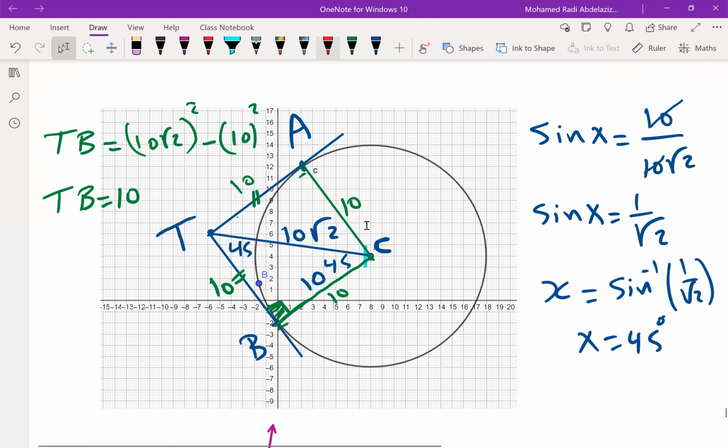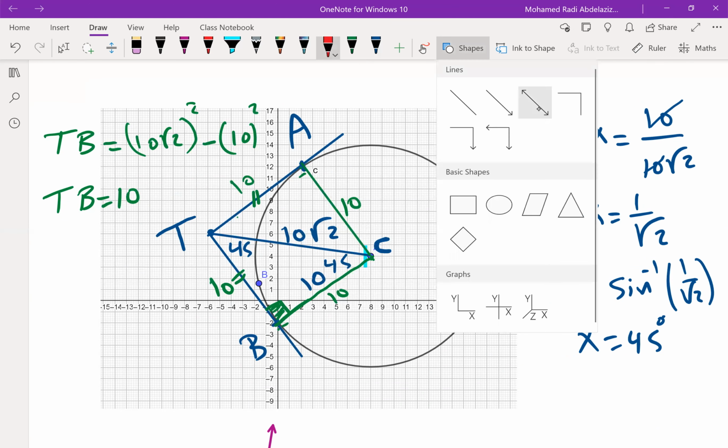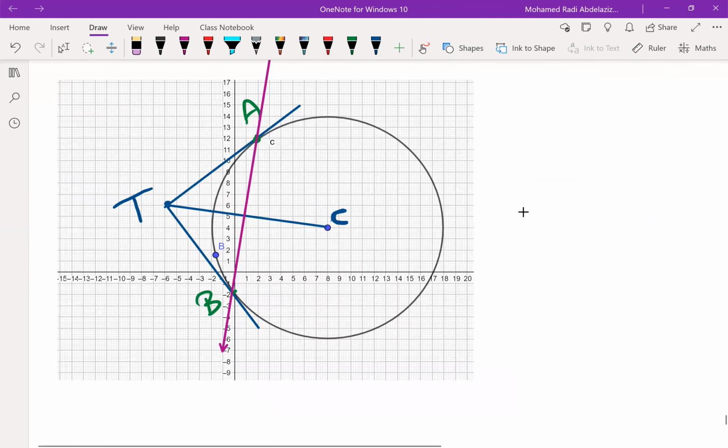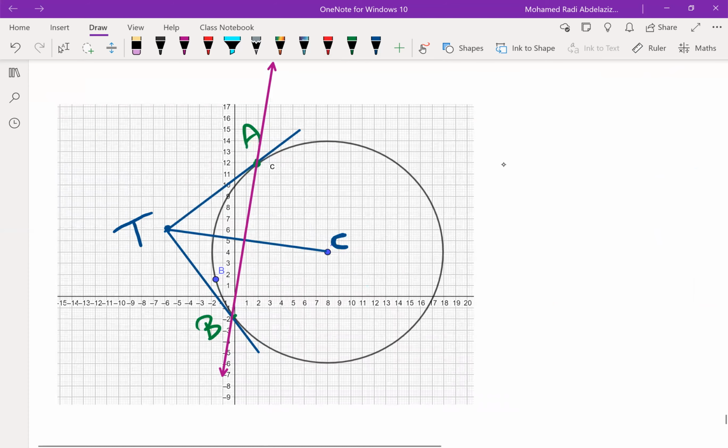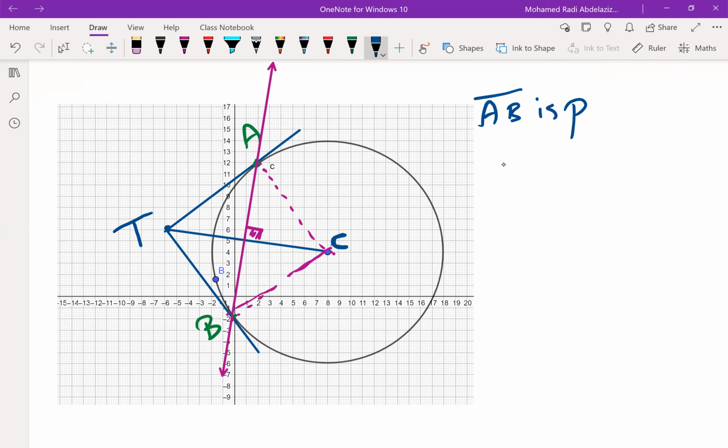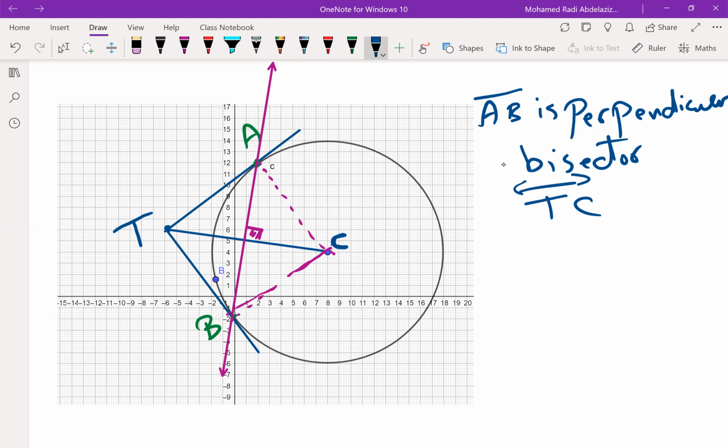How to find the equation of the line AB? If we join line AC like this, and this shape is a square, so AB is the perpendicular bisector. The two diagonals bisect, are perpendicular and equal. So AB is the equation of the perpendicular bisector of TC.